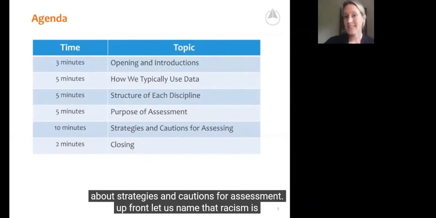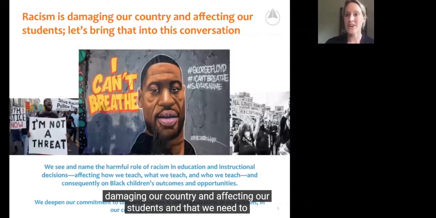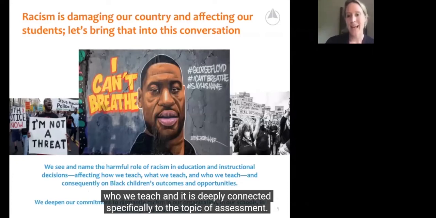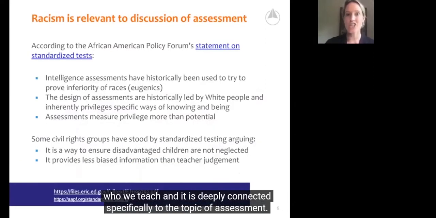Up front, let us name that racism is damaging our country and affecting our students, and that we need to bring that into this conversation. Racism affects how we teach, what we teach, and who we teach. And it is deeply connected specifically to the topic of assessment.